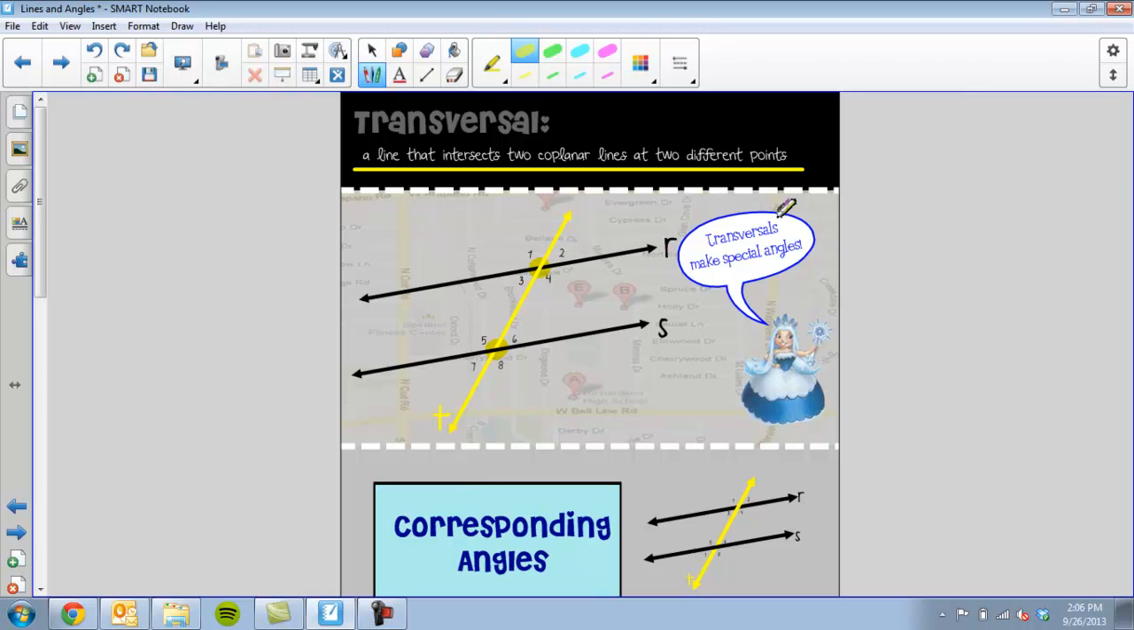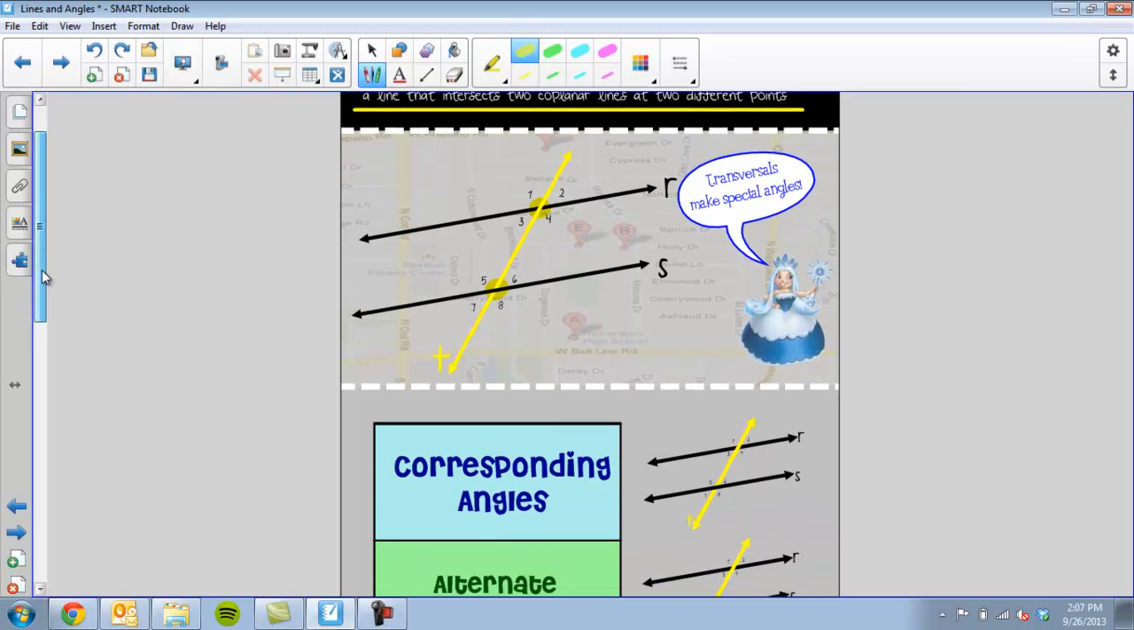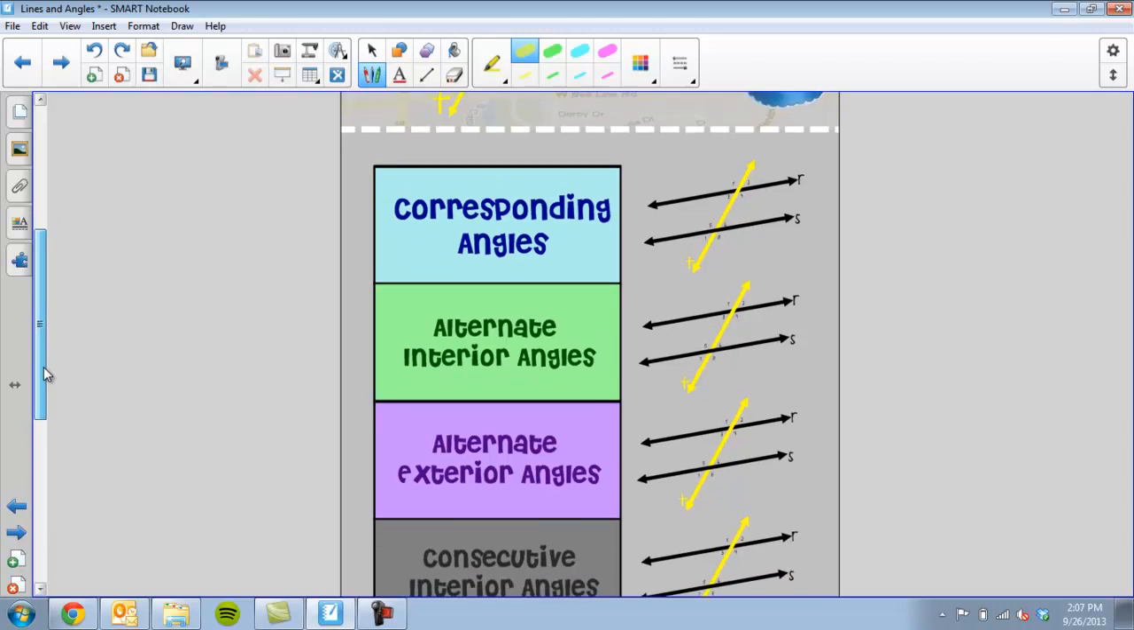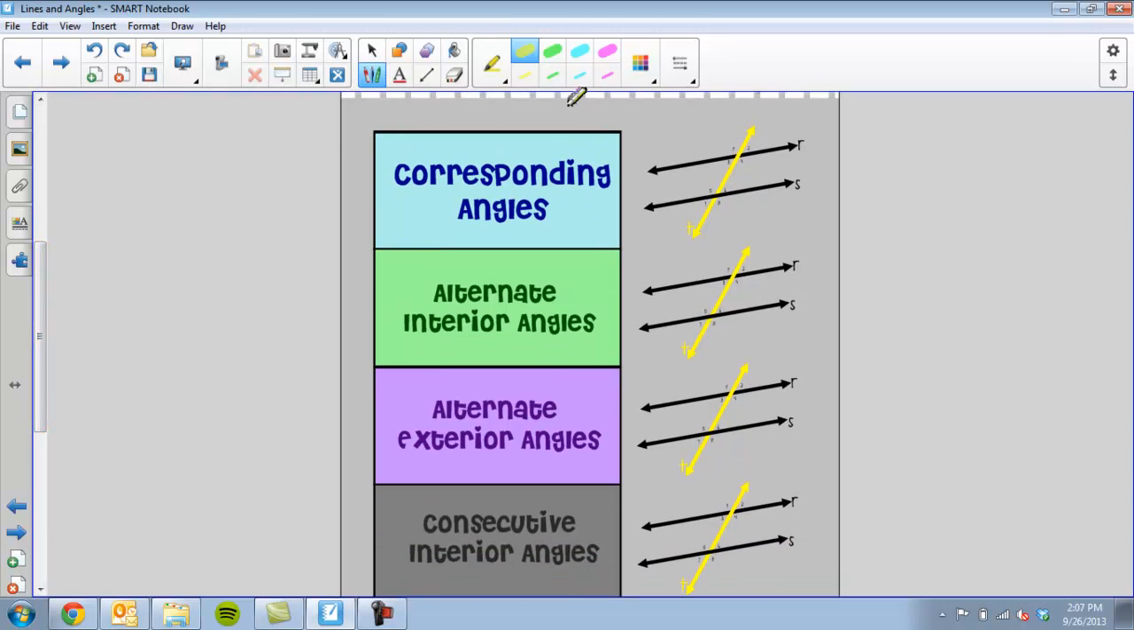Alright, transversals make very special angles. This is huge. The Candyland lady is yelling at you because you have got to understand what a transversal is. So here's your yellow transversal, and now let's explore what it does. There are lots of options with transversals. One of those options is called a corresponding angle.